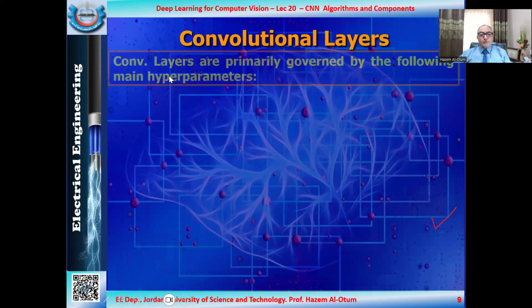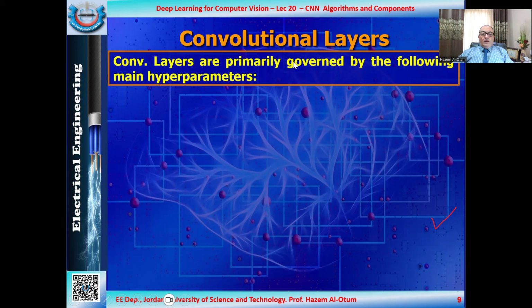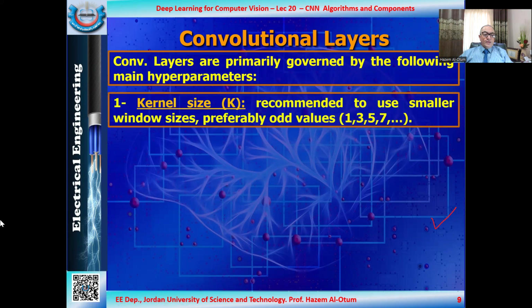Now, again, what are the parameters that govern the convolution layer itself? Let's see. This one is the kernel size of the matrix or the filter. In this case, we usually use small kernel matrices. We denote it as K. Usually we take a value of 1, 3, 5, 7. It could also be a higher or bigger size, but these are the commonly used sizes for the kernel size.